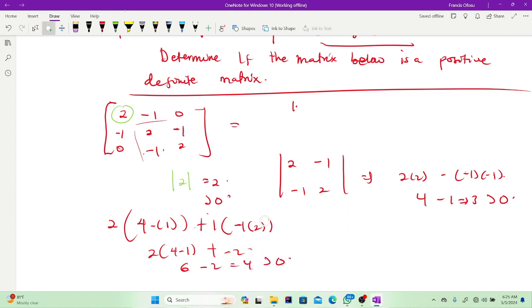So now you realize that from the determinant test, the determinants of all the upper left submatrices are greater than 0. So our matrix here is a positive definite matrix. It's a positive definite matrix.